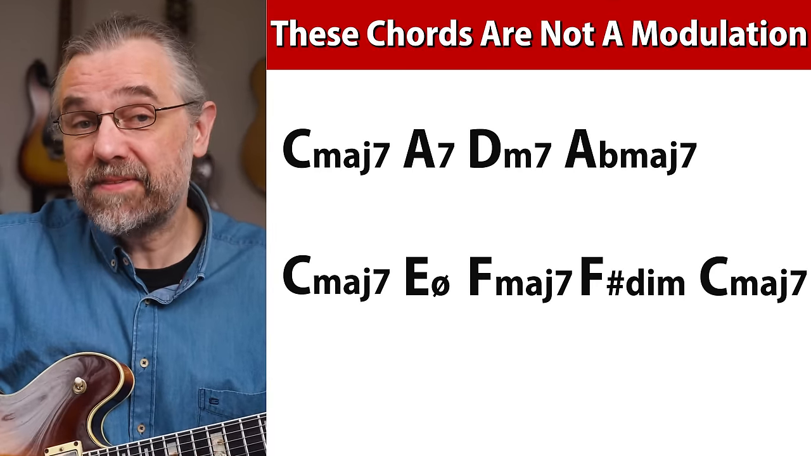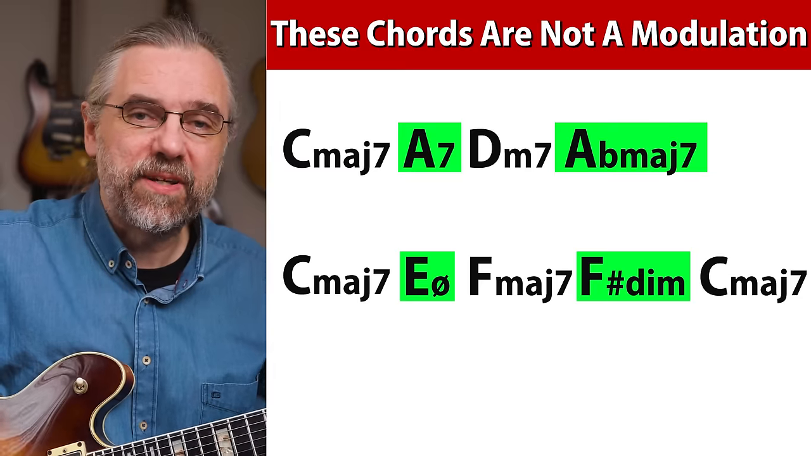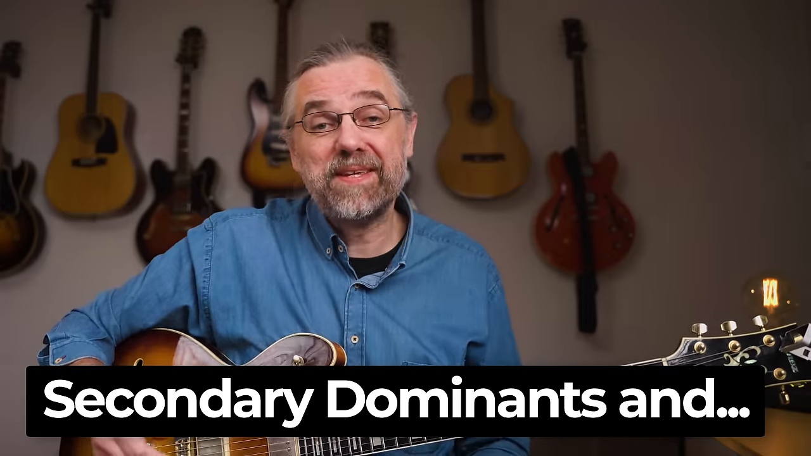Now you know why A7, A flat major 7, E half diminished, and F sharp diminished are not modulations. But what are they then? Let's start with the most common category. Secondary dominants. This is about what is probably one of the most important things about chord progressions.